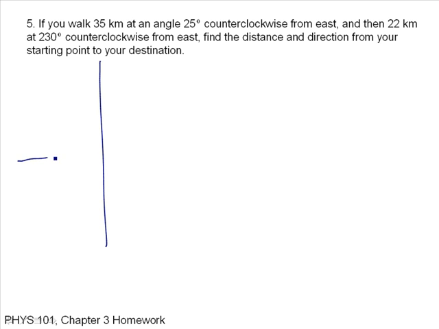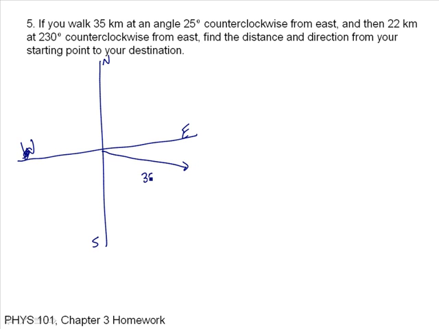So let me just draw these two vectors with their tail at the origin. The first one is 35 kilometers at 25 degrees counterclockwise from the east. So this is east, north, west, south. So this is my first vector.